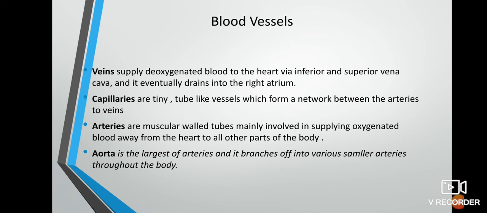Blood vessels. First veins, second capillaries, third arteries and fourth aorta. Veins supply deoxygenated blood to the heart via the inferior and superior vena cava, which eventually drain into the right atrium. Capillaries are tiny tube-like vessels which form a network between the arteries and veins. Arteries are muscular walled tubes mainly involved in supplying oxygenated blood away from the heart to all other parts of the body. The aorta is the largest of the arteries and it branches off into various smaller arteries throughout the body.